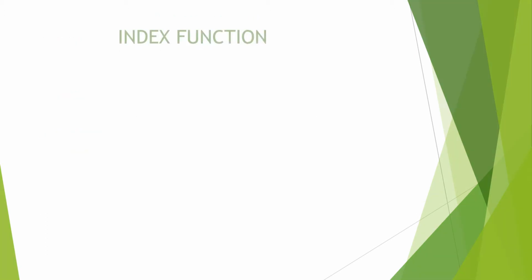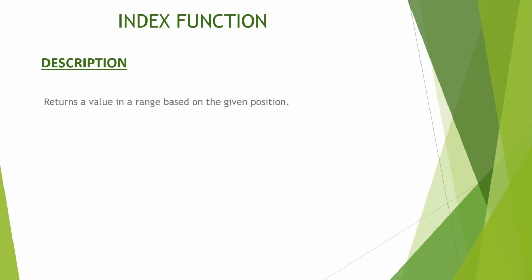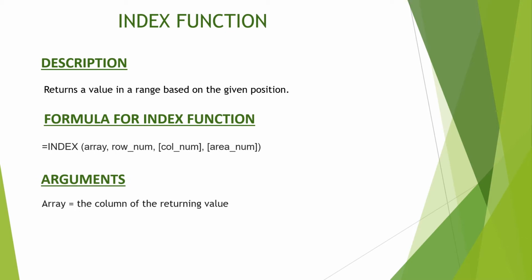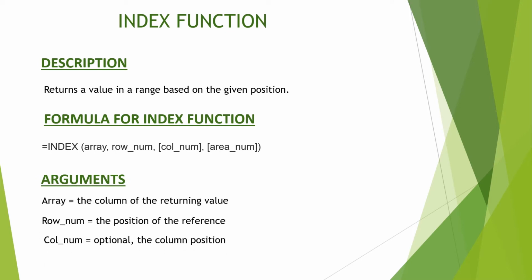The index function returns a value in a range based on the given position. Its formula has 4 arguments: the array, which is the column for the returning value; row number, the row position in the array; column number, this is optional, the column position in the array; and array number, another optional, this is the range in the array used.